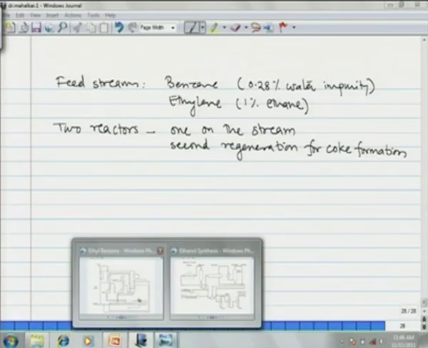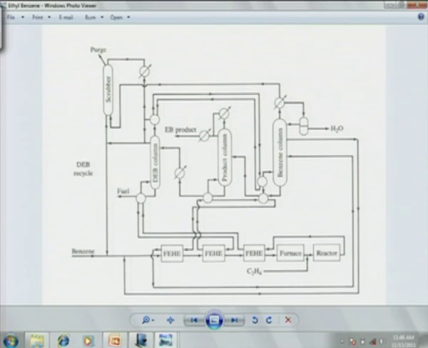We just saw the energy integrated version of this. You can see that the benzene enters, it is heated through 3 FEHE, which is feed to effluent heat exchangers, before entering a furnace, which gives the remaining heat, and then it enters the reactor. The reactor effluent exchanges heat with the incoming feed in 3 exchangers. First exchanger, then it drives the reboiler of diethylbenzene column, then it again enters the heat exchanger for feed, and then the emergent stream drives the reboiler of the product column, and again it enters, and then finally it drives the reboiler of benzene column.